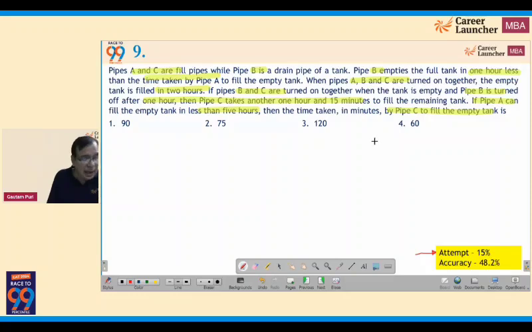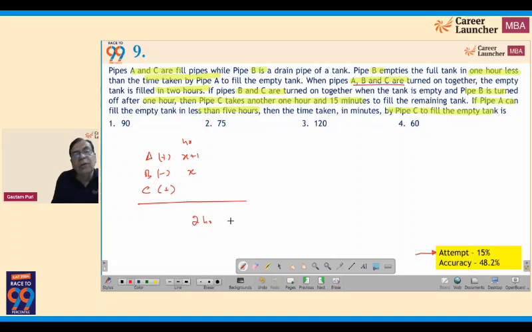What does it say? A, B, and C are 3 pipes. A fills the tank. B empties the tank. C again fills the tank. So positive to filling it. Okay. B is a drain pipe. Pipe B empties the tank in 1 hour less than the time taken by pipe A. Pipe B empties the tank in X hours, so pipe A will fill the tank in X plus 1 hours. Okay. When pipes A, B, C are turned on together, the tank is filled up in 2 hours. When all of them are on together, they will fill it in 2 hours. So can I say 50% of the tank gets filled up per hour? After all, it is 2 hours.